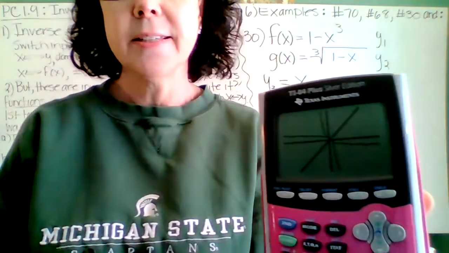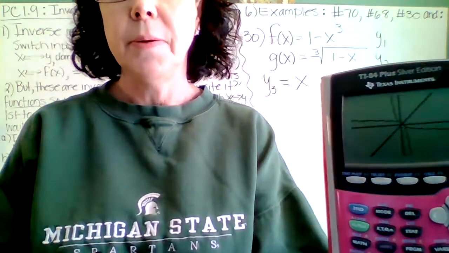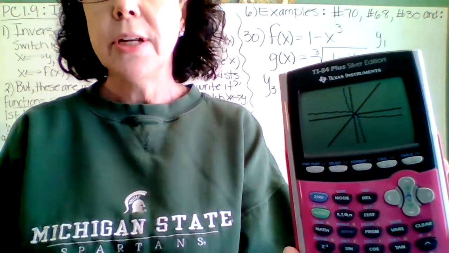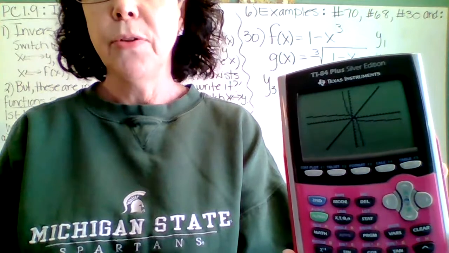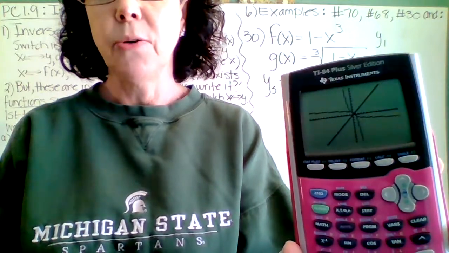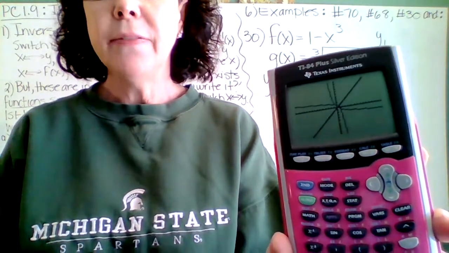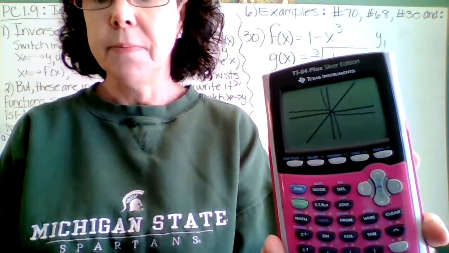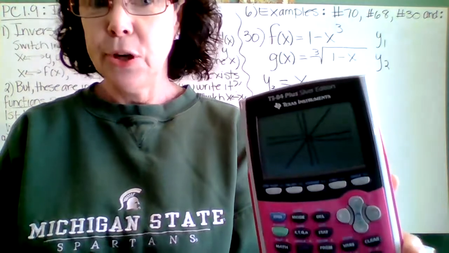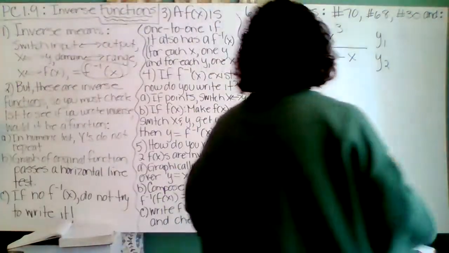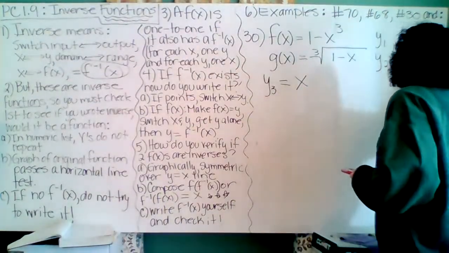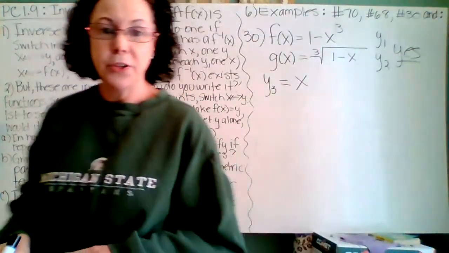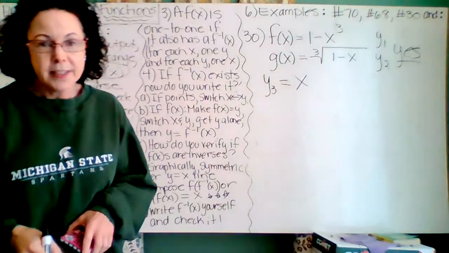See if you can see this. There we go. So notice that I have both functions and the diagonal y equals x line. And if you folded on that line, the two graphs would match up. So that is one way to prove that these functions are inverse functions of each other.